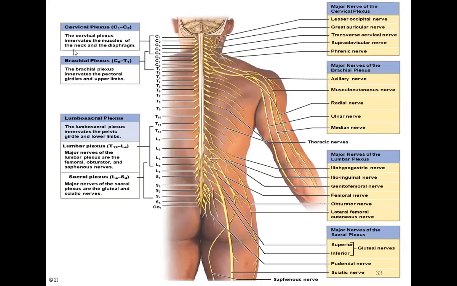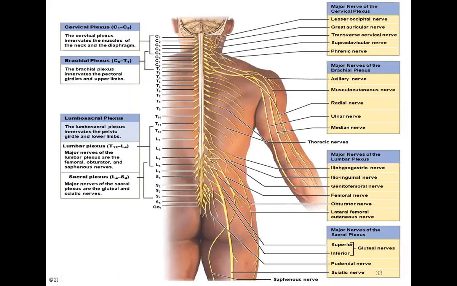Okay, so from C5 through T1, pectoral girdle, what's pectoral? Your pecs. Chest, perfect. So we're going to be chest and arm for our brachial plexus. You can see over here the major nerves of the brachial plexus. The axillary, what does axillary mean?